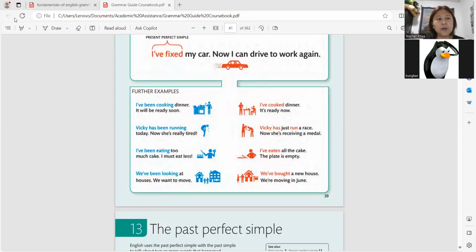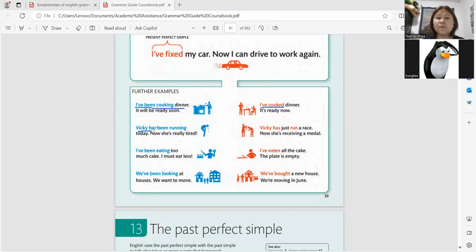Okay, another example we have here. I've been cooking dinner. It will be ready soon. And I've cooked dinner. So I've cooked dinner, meaning it's already done, completed. The task is completed. But you don't know when it is done, when you finished cooking. And here, you're still doing the activity. The activity started in the past, and you are still doing the activity at the moment, but it will be finished soon.